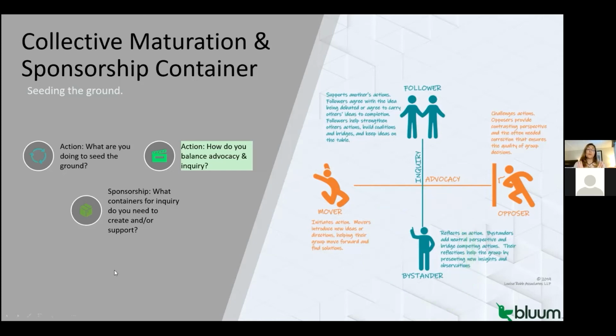So no one of Kantor's roles is better than another. In fact, you really need all four roles in order for a team to operate efficiently. And you may have experienced this yourself, where you shift roles from moment to moment. You may be a mover in one part of the initiative, but a bystander in another part of an initiative or a conversation. So you don't necessarily have one role during a single interaction.